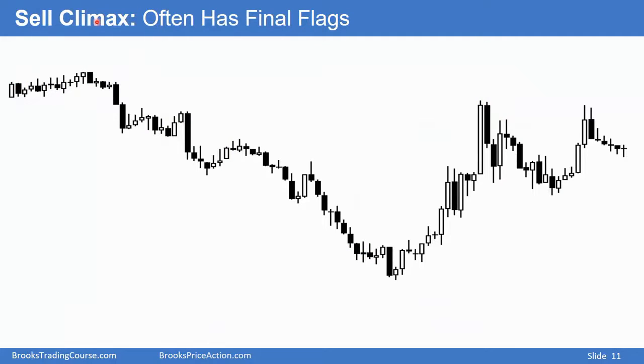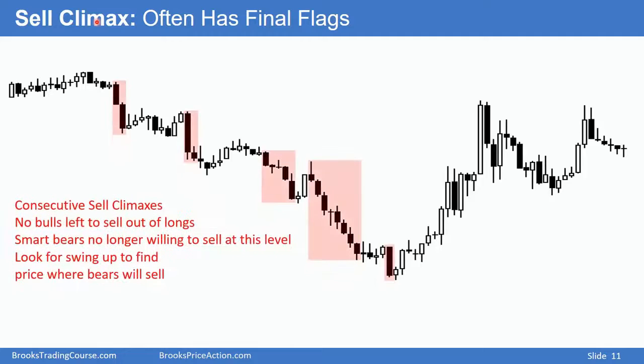Sell climaxes also often have final flags, and sometimes the final flags are small. A pair of bear bars, sell climax, small sell climax. You can call this maybe a 5-bar sell climax. A bear trend lasting about 8 bars, sell climax. And then a sell climax here as well. We have a small double top bear flag. This bar and that bar, a low 2 short, low 1, low 2.